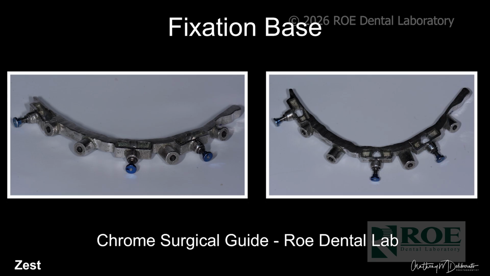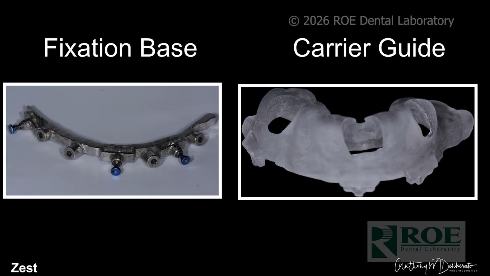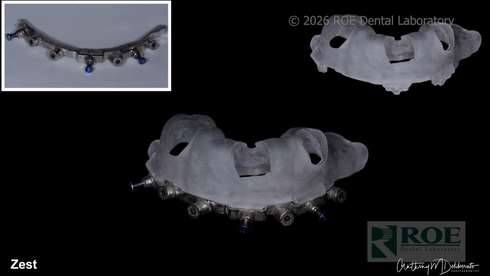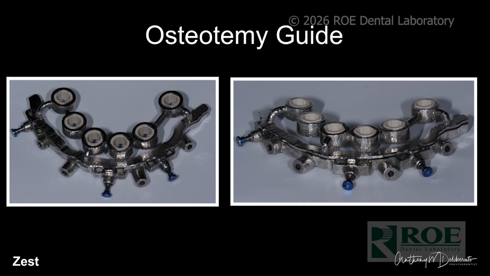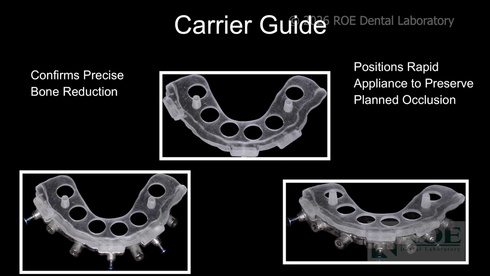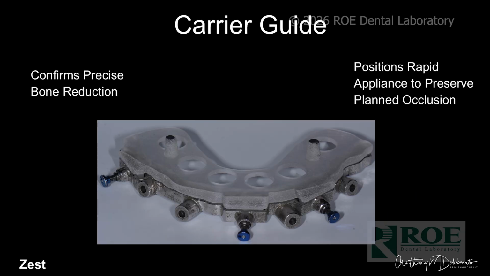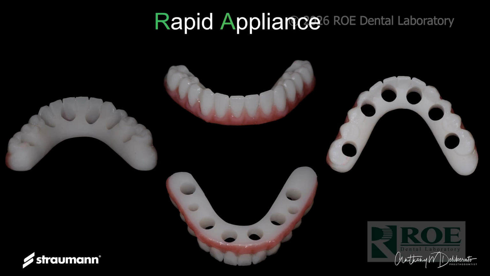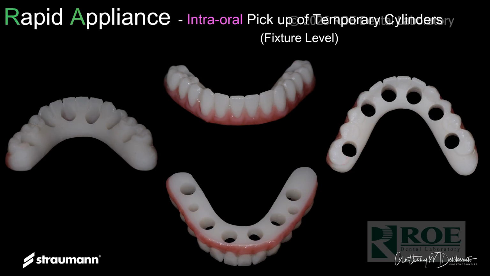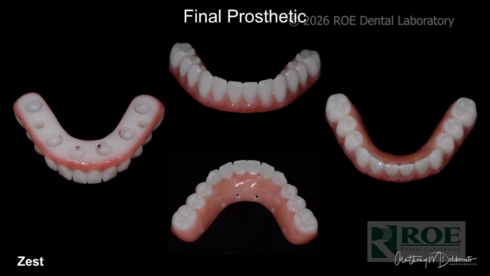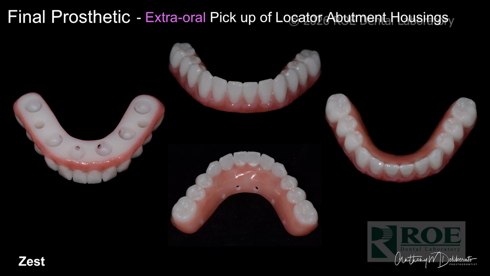And now just very quickly to show the actual guides, that's the fixation base, that's the carrier guide. They're connected together. That's the osteotomy guide connected to the fixation base. Here's our carrier guides connected to the fixation base. Our rapid appliance again. And our final prosthetic.